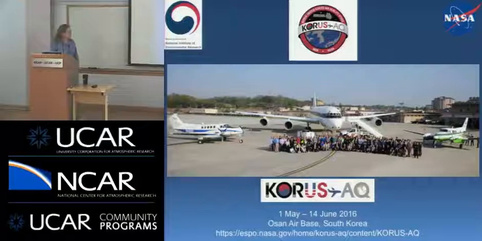And we ended up with three aircraft: the NASA DC-8, the NASA Langley King Air, and the Koreans have a King Air that they've been using for a number of years but are not particularly experienced in making aircraft measurements. So it was an opportunity to help teach them better techniques for aircraft measurement. So this was at the start of the experiment. So everybody who was there then is in this photo.